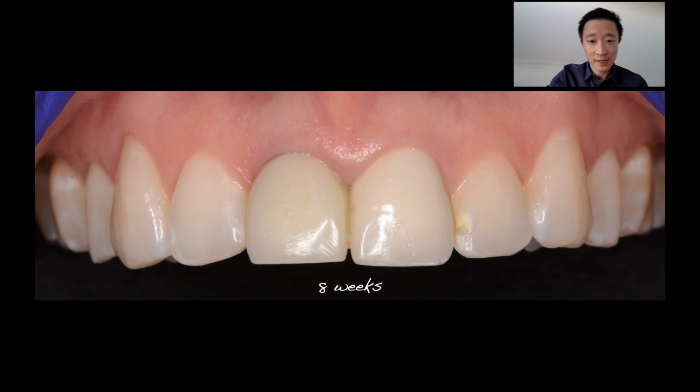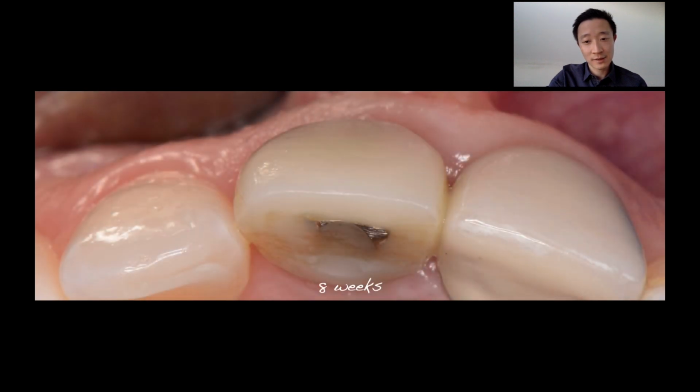So this is at 8 weeks. You can see the tissue response is very good. Even though she has slightly thin tissue at the front, you can see that the shield has really helped us keep that tissue in place, the occlusal view.